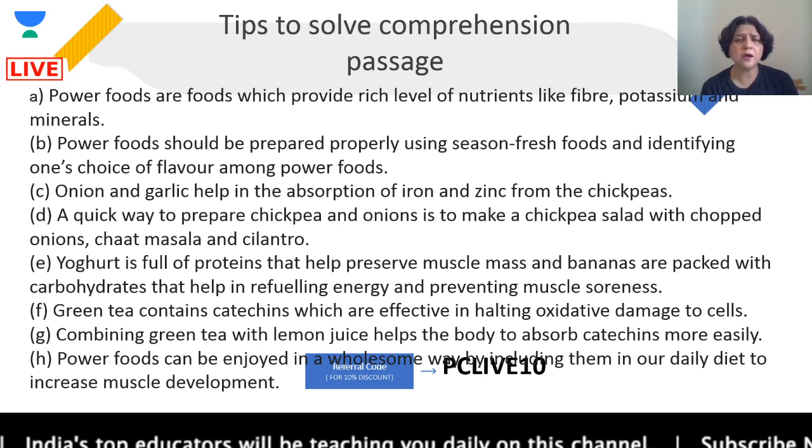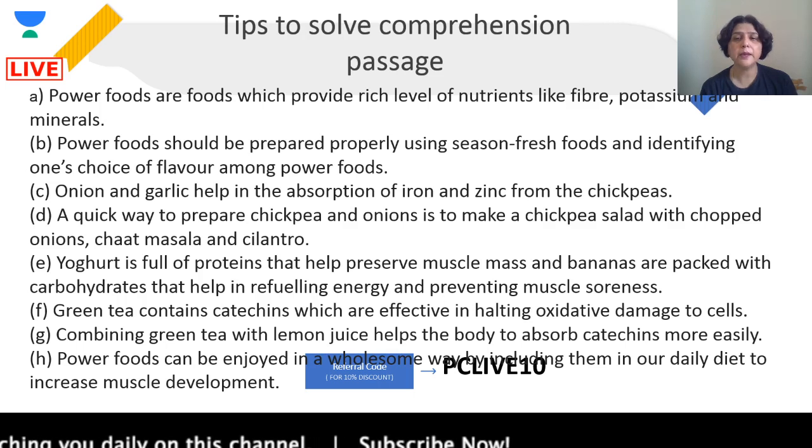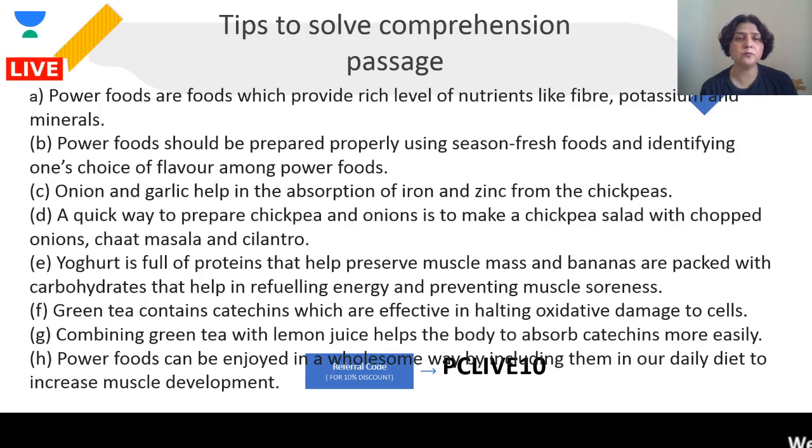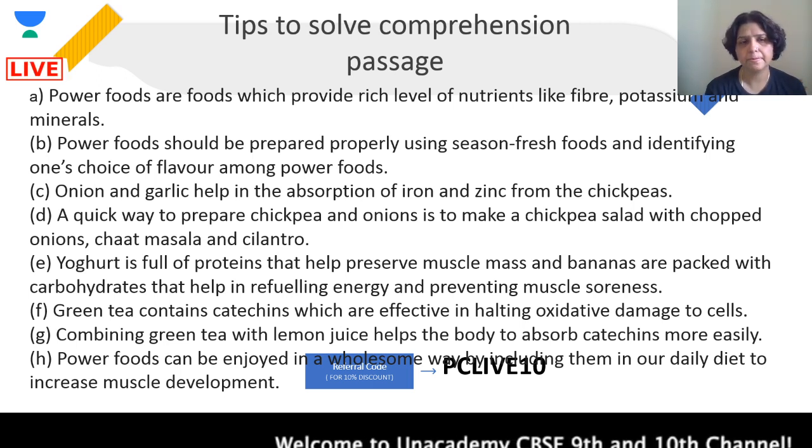There was a question, how can chickpeas and onions be combined? A quick way to prepare chickpea and onions is to make a chickpea salad with chopped onion, chaat masala and cilantro.